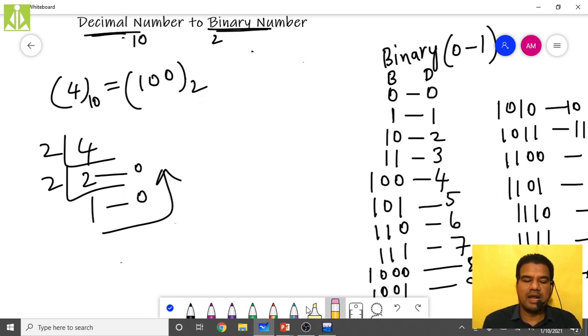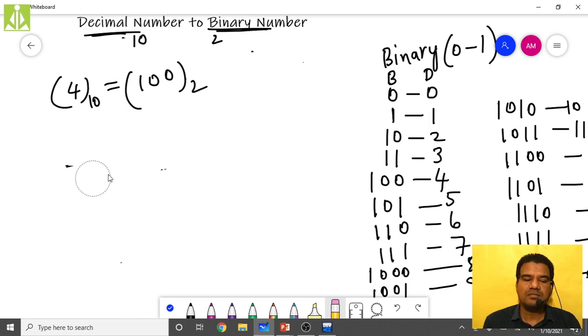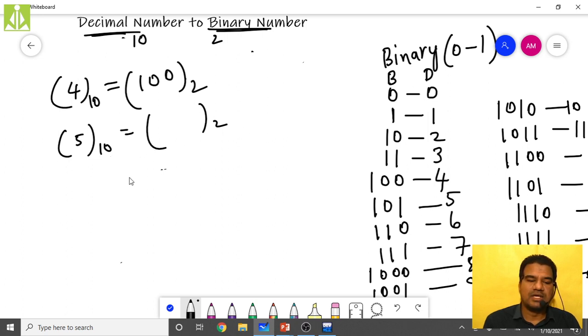Take another number and do the same thing. Take 5, and after 5 we'll stop and go to higher numbers, because almost it is done. So 5 in decimal, what will be in binary? Take 5 and start doing LCM with 2. 2 2's 4, so what is the remainder? Remainder is 1. 2 2's 4 plus 1, 5.